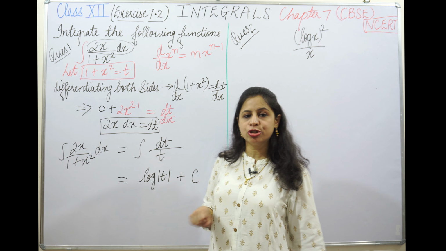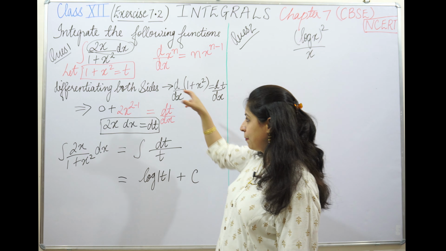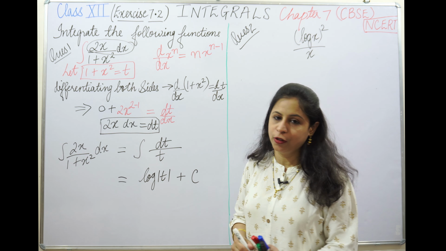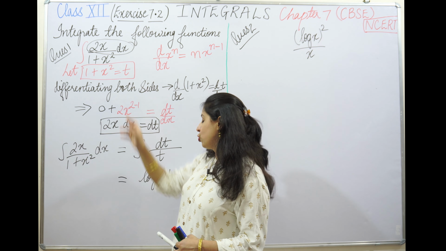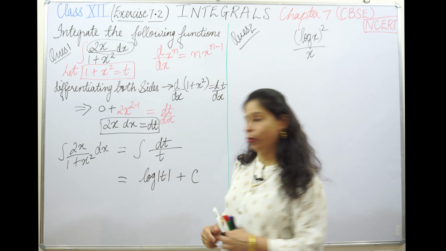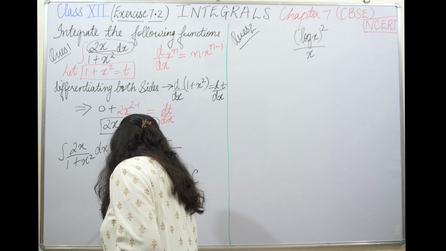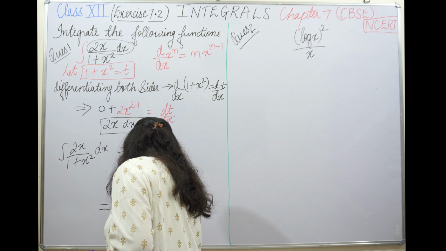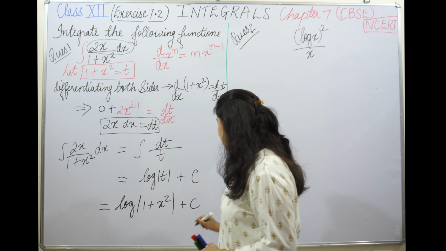Now since our question was in terms of x, whatever we have substituted we are going to put back over here. We have substituted 1 plus x square equals t, so in the place of t I am going to put 1 plus x square. So ultimately our answer will be log of 1 plus x square plus c. So this is my answer.